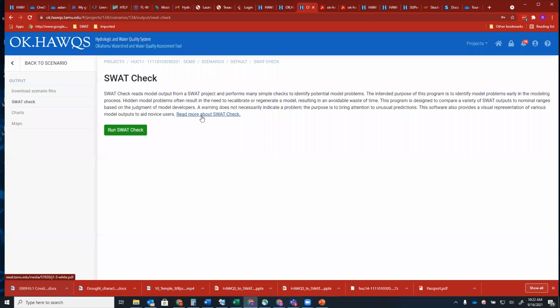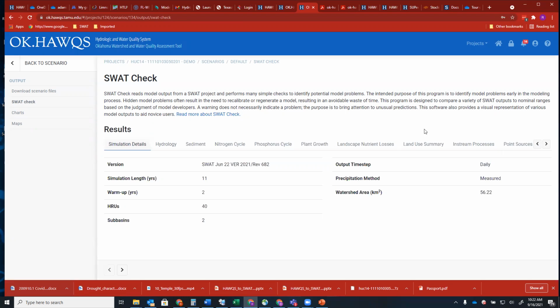Okay. So when you click here, and again, if you want to read more about SWAT Check, you simply click on it. It'll take you to the section that talks about what SWAT Check is all about. So click run SWAT Check. It's very quick. So we ran the model, version 682, 11 years of model simulation, 2 years of warm-up period, 40 HRUs, 2 subbasins. And the watershed size we model is about 56.22 square kilometers. It's run on a daily time step with the measured rainfall.